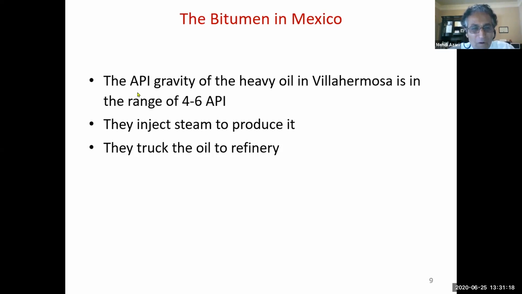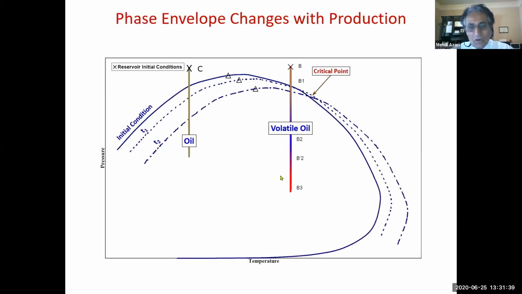But remember this one, 4 to 6 API. Remember the API for water was 10. So this is pretty heavy, huh? You drop it in the water, it goes to the bottom. It's like a solid, huh? And once you have this kind of heavy oil, they inject steam to produce it. And then they truck the oil to the refinery. It doesn't flow into the pipeline, so they have to truck it.